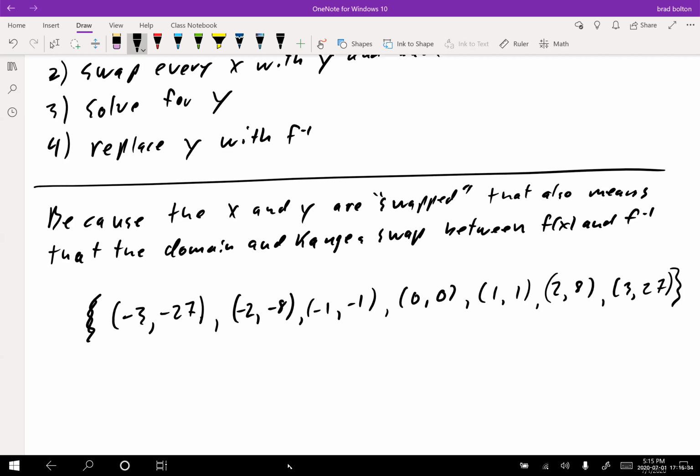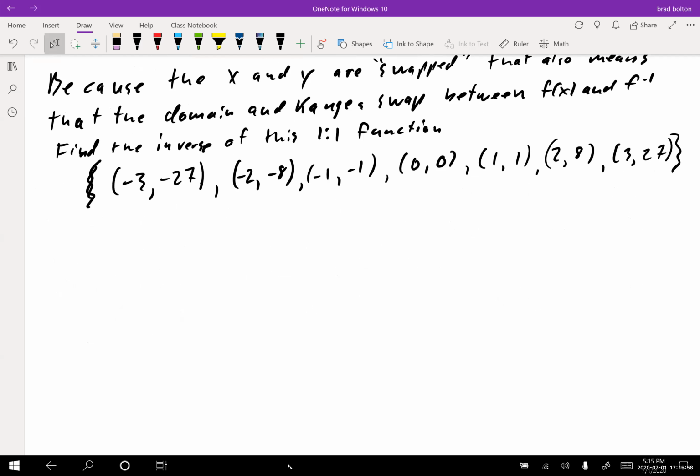So here's the thing. Let's say that this is a one-to-one. I say find the inverse of this one-to-one function. So it is one-to-one and it is a function because every mapping goes directly to itself. So what we could do is we could say, well, -3, -2, -1, 0, 1, and 2, and then 3.